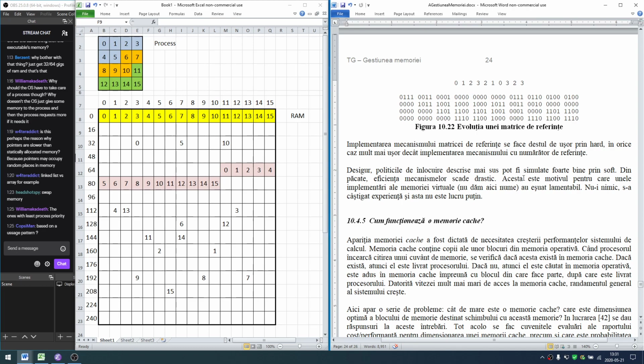Okay, so I will stop here. Next time we'll do the FIFO. We'll do memory allocation within the process, and then we will switch to disk and file system matters, structure, and so on.